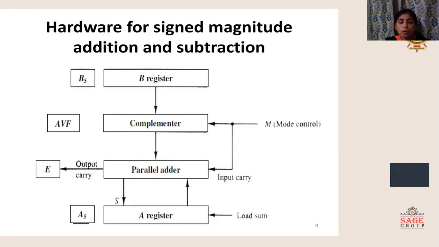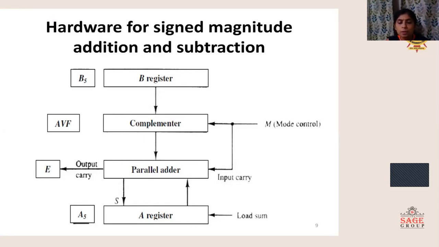E is used for storing the carry bit, and AVF for holding the overflow data. These AS, BS, E and AVF are flip-flops. We store single bit data.